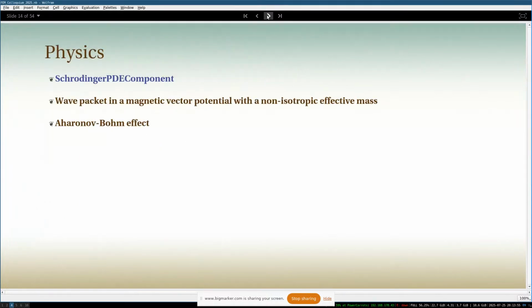Okay. In physics, we've updated the Schrödinger PDE component, and there we've added the possibility to model magnetic vector potentials with non-isotropic effective mass. So this is a somewhat complicated approach, and you can model the Aharonov-Bohm effect with this. This is obviously something that's of interest for physicists, and I hope people find this useful. And there's an application example also for that.